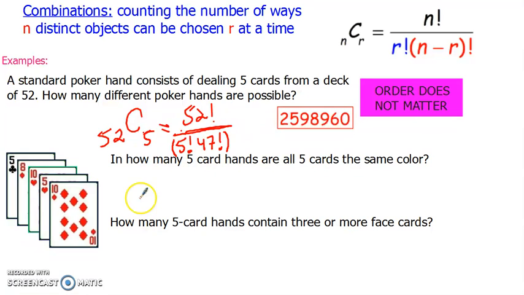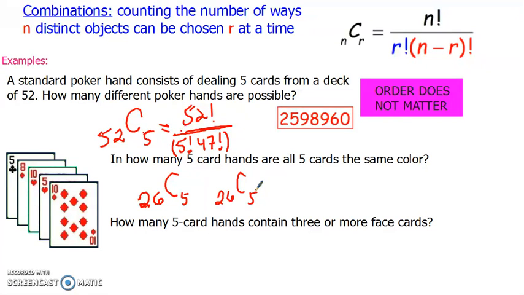There are 26 red cards that we can choose to use. I can get the pen to actually write 26 here. There we go. And we're choosing 5 cards at a time. But wait a minute, there are also 26 black cards. And we're going to choose 5 at a time. So what we've got to realize is this is an OR equation, or an OR question.